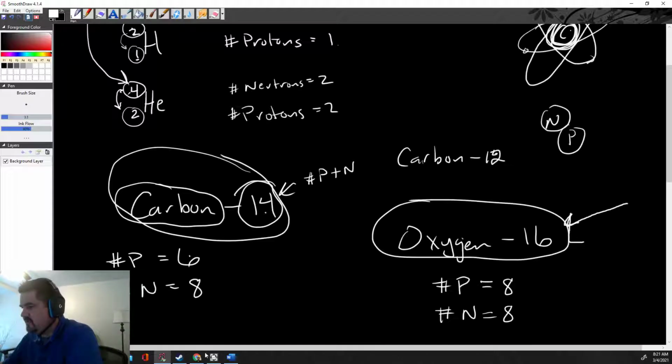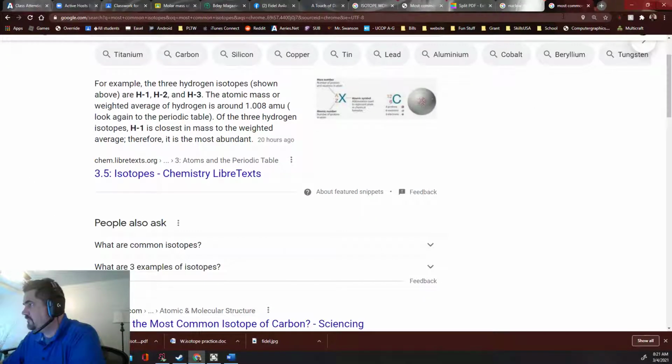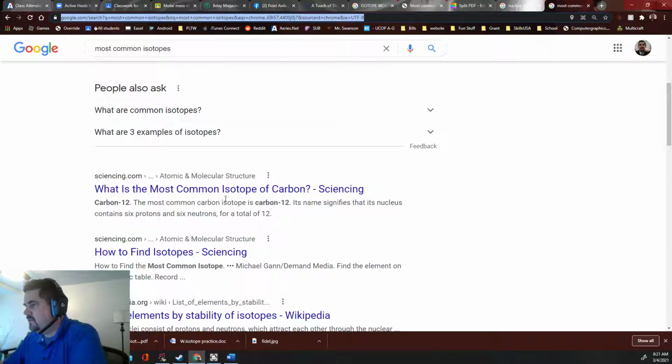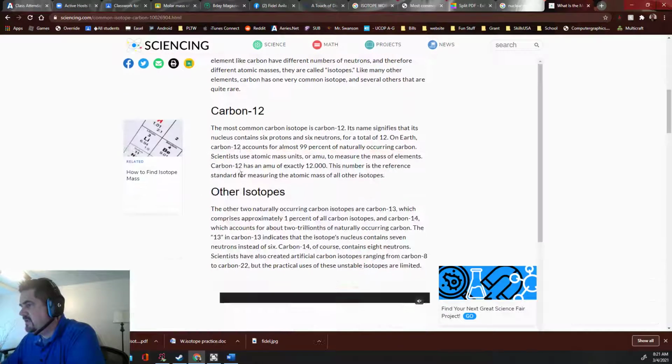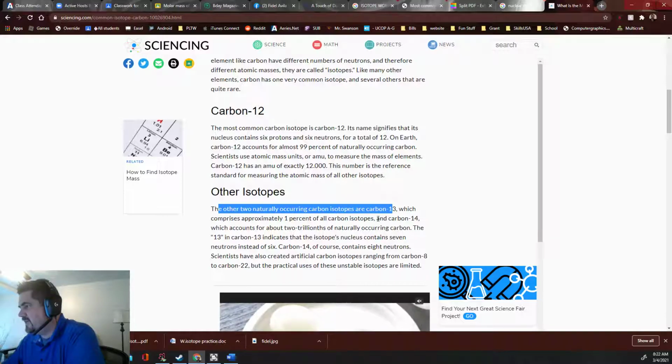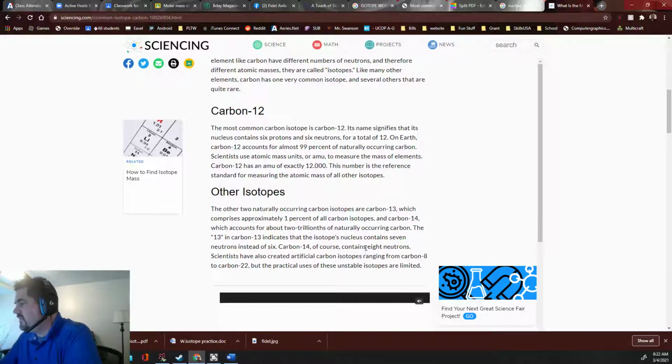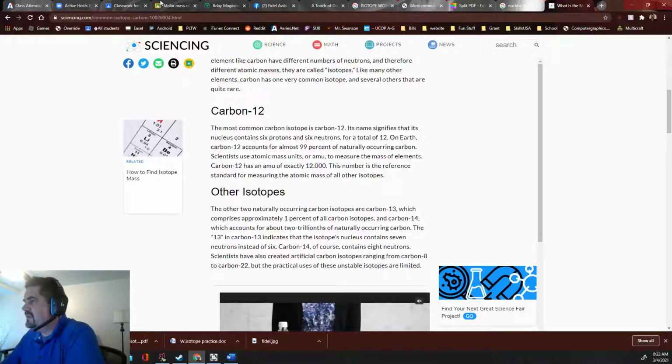In fact, what is the most common isotope of carbon? It says the most common carbon isotope is carbon-12. As it says, there are other isotopes, though. There's carbon-13, there's carbon-14, and so on and so forth. So let me explain what that means.